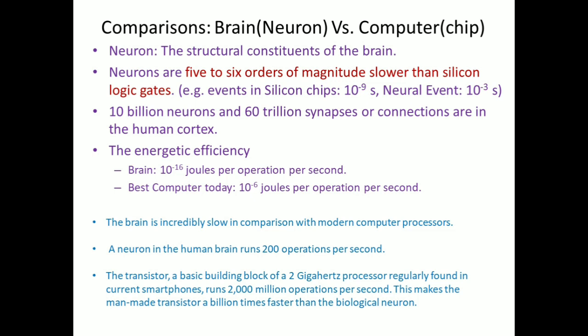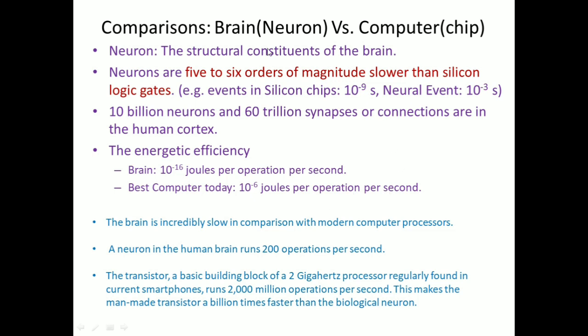There are 10 billion neurons and 60 trillion synapses present in the human cortex. If you come to the energetic efficiency, the brain has 10 power minus 16 joules per operation per second, whereas the computer today has 10 power minus 6 joules per operation per second.